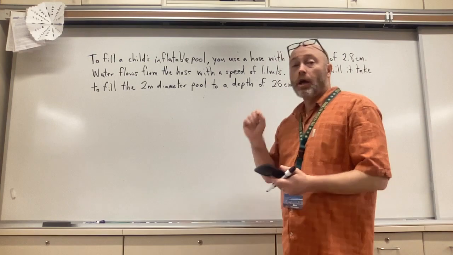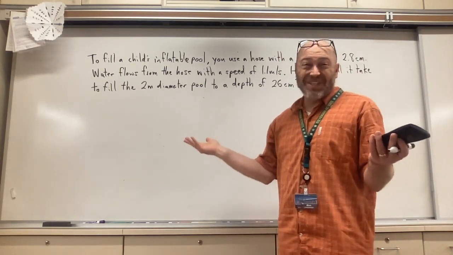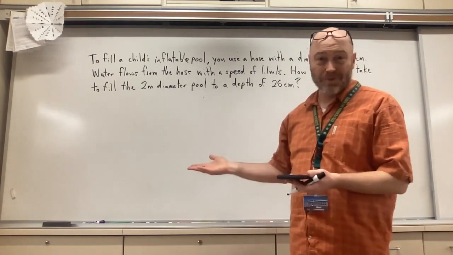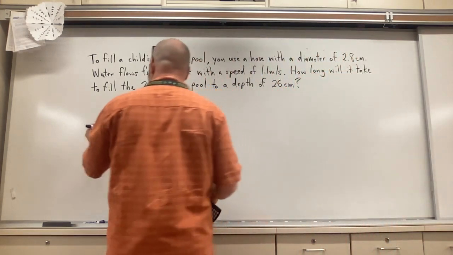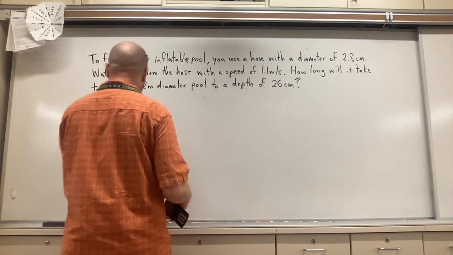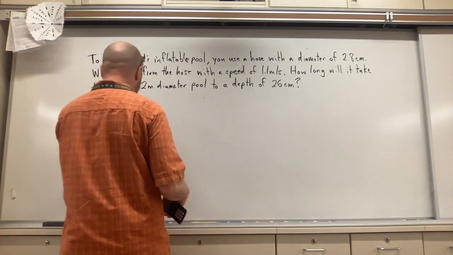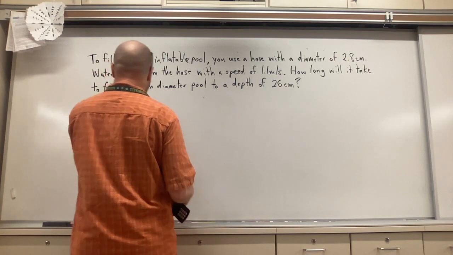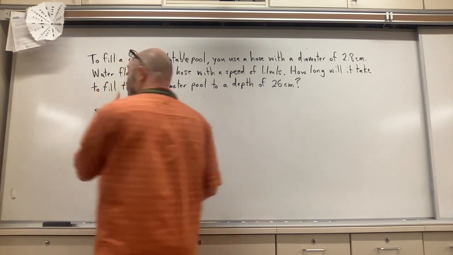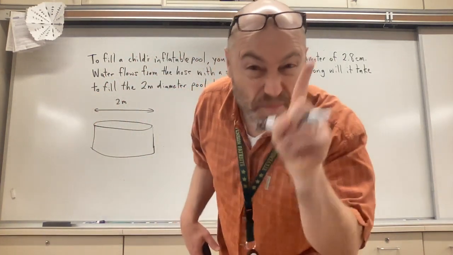We're all good. What do we do first in physics always? Well, we draw a picture that represents the problem. So let's draw a picture that represents the problem. All right, so I have a 2-meter diameter pool. 2 meters. Oh, that means the radius is going to be 1 meter.